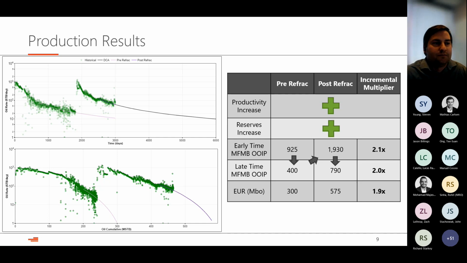So in summary, with this refrac, without a doubt, significant increase in productivity, significant increase in reserves, and really early time to late time to actual results seen via DCA forecasting. We really do feel that using this methodology, we may be able to get to a SWAG fairly quickly on how successful that refrac was, and something we can use to be predictive for our forecasting later on.